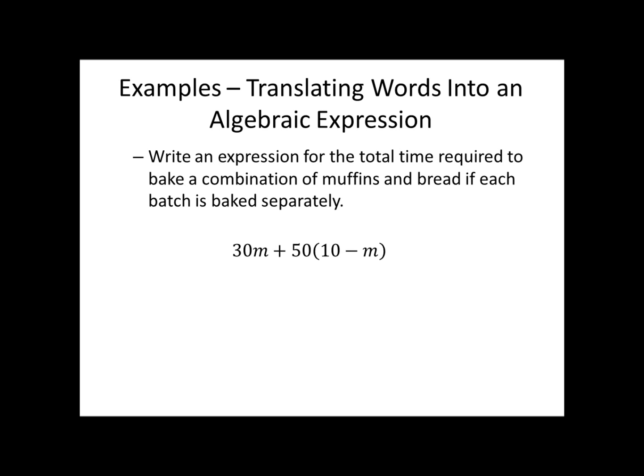So we've got a start to our algebraic expression. What's left is to simplify it. We're going to distribute that 50 through, and now we need to combine like terms. So our simplified algebraic expression is 500 minus 20m.